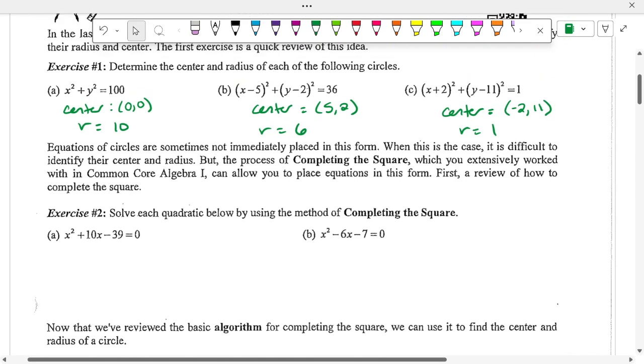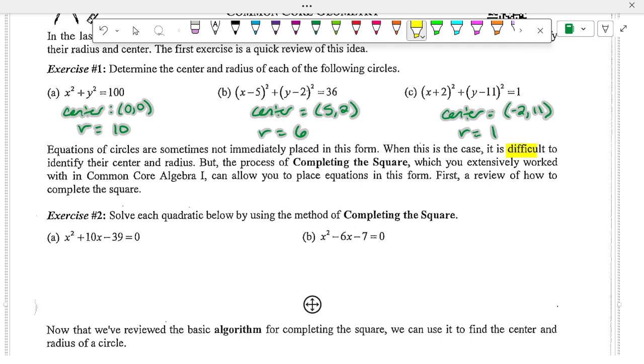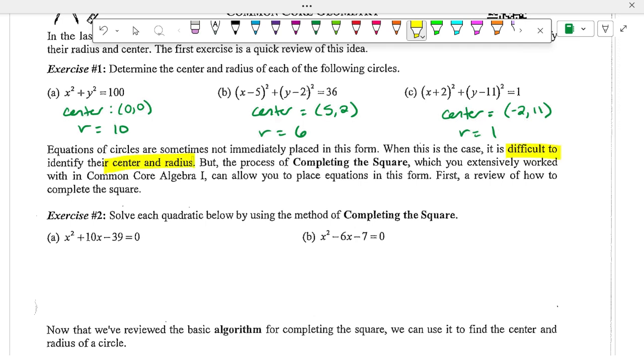Now, quick review of completing the square. So, when it's not in standard form, it's really difficult to find the center and the radius. And remember, if we were asked to graph the circle, we need that center and radius to give us a general idea of what the graph looks like. So we have to use completing the square. So in reality, we would just be completing the square twice instead of once, all right, within the same problem. But let's review how to complete the square first.